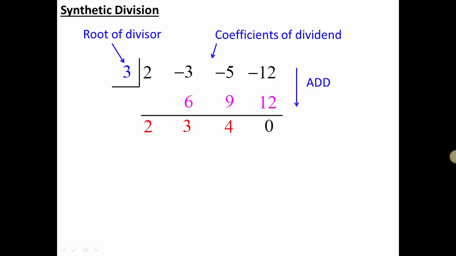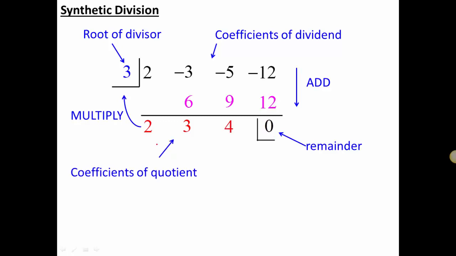And once we have our number downstairs, we're still going to do the same thing we did before. We're going to multiply by the outside. So the 2 plus nothing gives me 2. So basically we can always just take that number and drop it straight down. 2 times 3 gives us 6, and add. 3 times 3 gives us 9, and add. 4 times 3 gives us 12, and add. Whatever that last number is represents your remainder. And then the 2, the 3, and the 4 would represent the coefficients of the quotient.